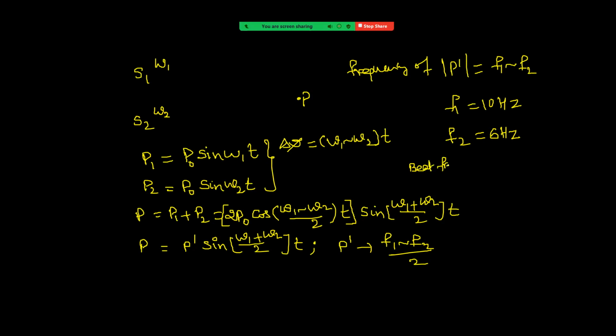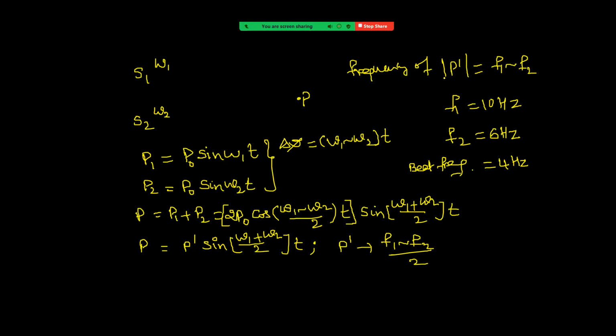Beat frequency equal to 4 Hz. So one maximum and one minimum, one maximum and one minimum is called one beat. So we now hear 4 maxima and 4 minima. That's why it is 4 Hz. Okay, so why have we taken the modulus of P dash?